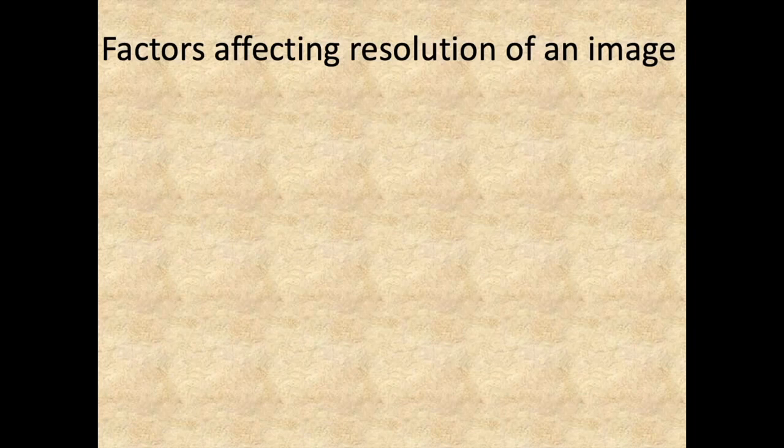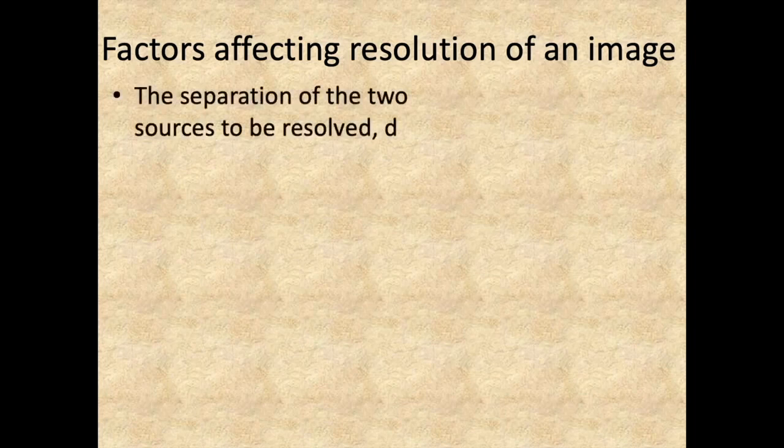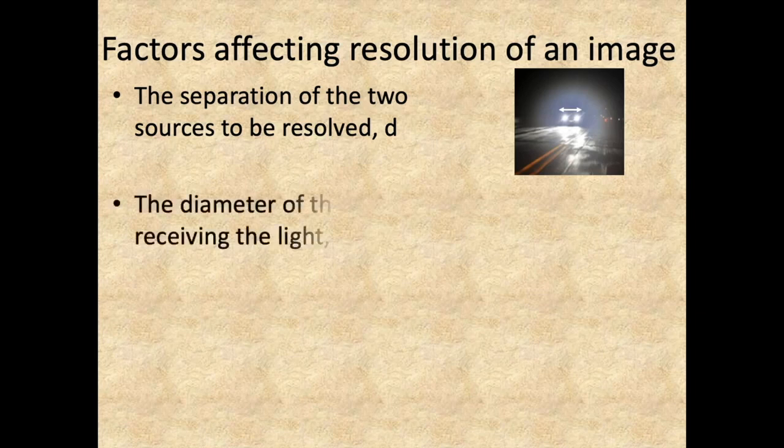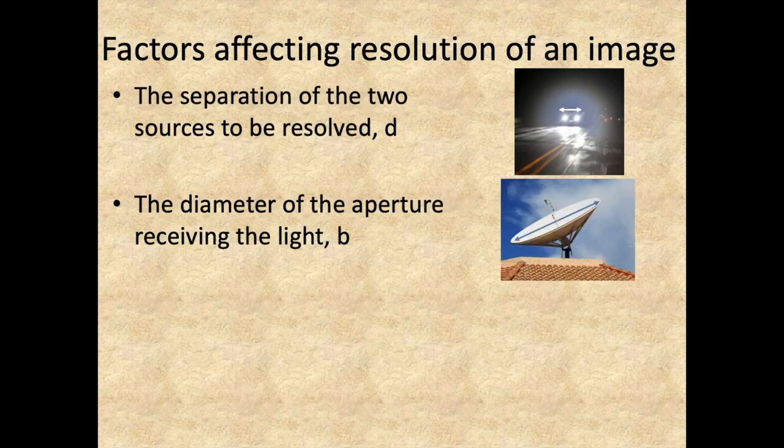What are the factors affecting resolution of an image? The first one is the separation of the two sources to be resolved. The symbol we're going to use for this will be lowercase d, and that's how I can show you on an image of the distance between two headlights of a car. Another factor that affects resolution is the diameter of the aperture receiving the light, which is b. This could be the diameter of a satellite dish. It could also be the diameter of the pupil of your eye.